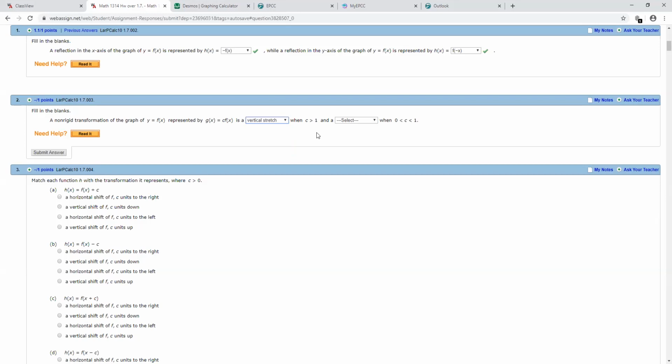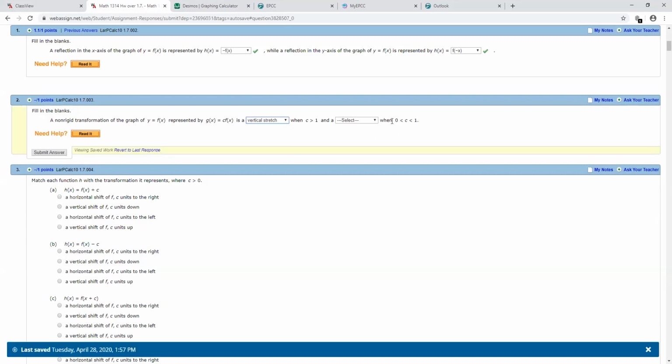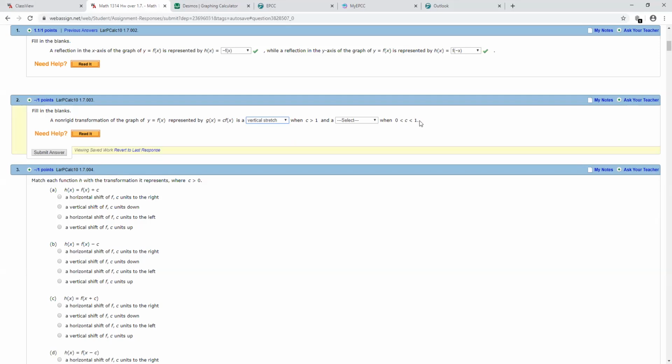Good. And what is this part? What's a number between 0 and 1, Megan? Give me a fraction that's between 0 and 1. 1/2. And so what's going to happen in that situation? When that's a 1/2 in front, then it's still vertical. You still do what it says, not the mathematical inverse. So it's going to be a what? A vertical shrink. Very good.